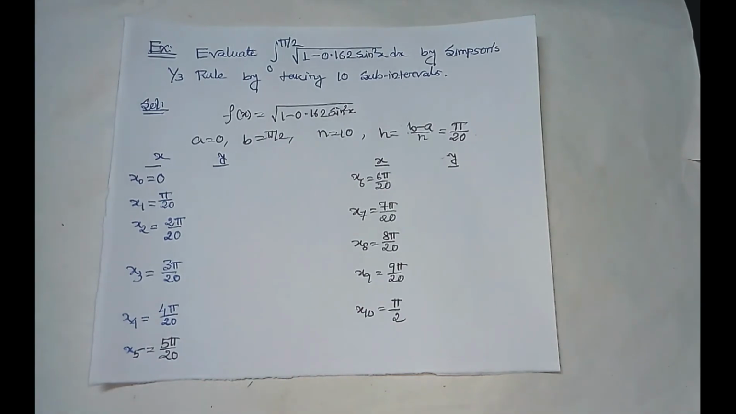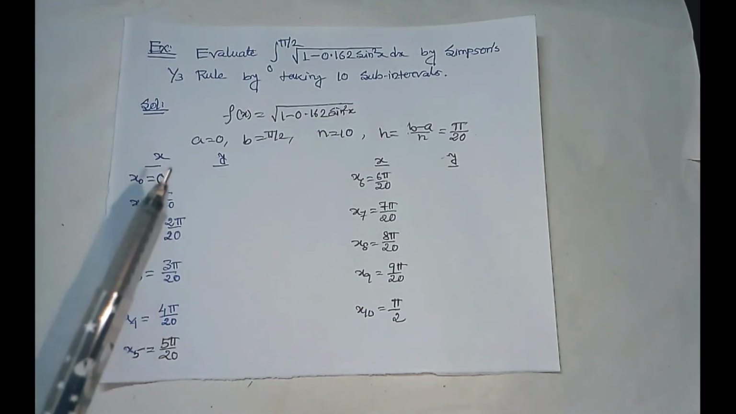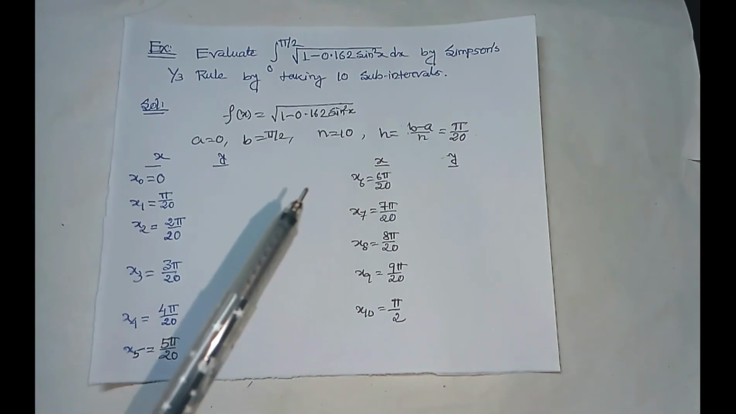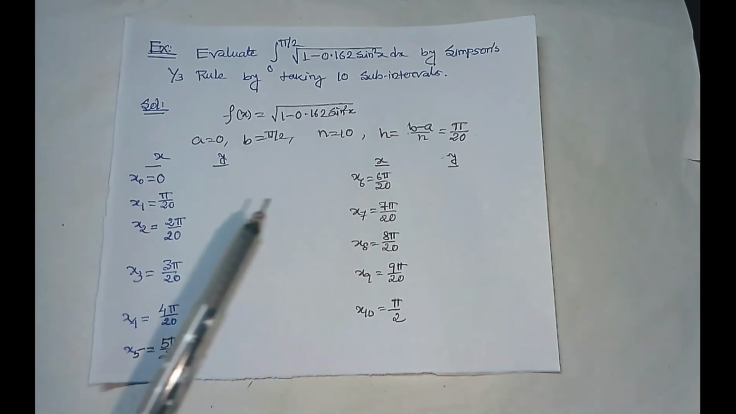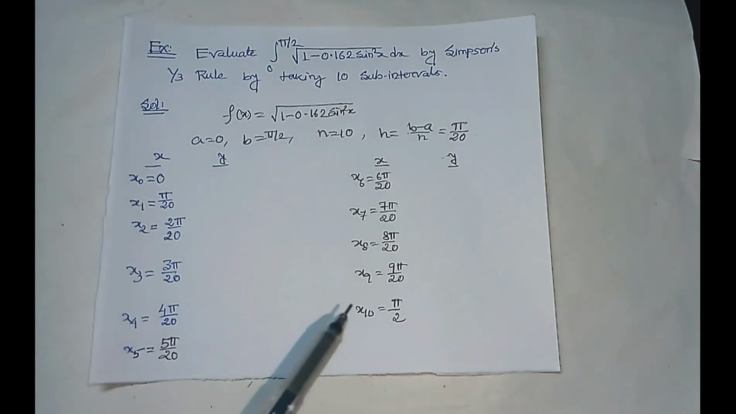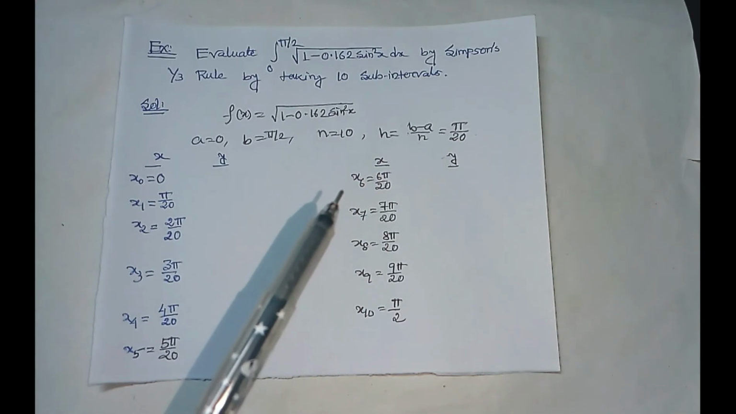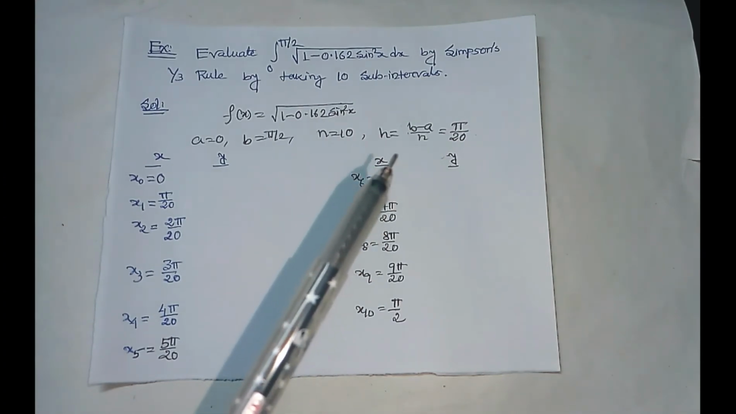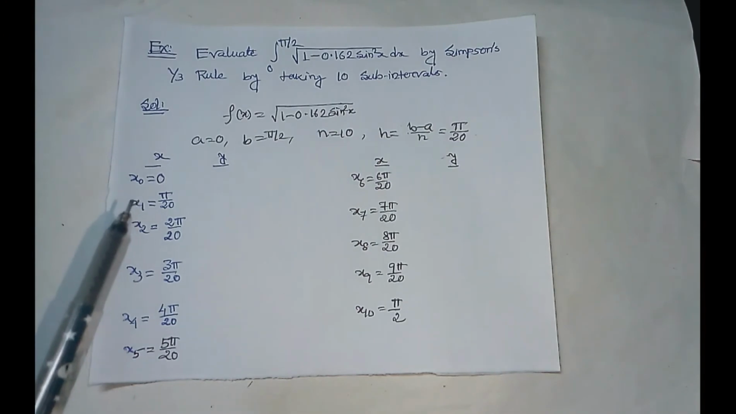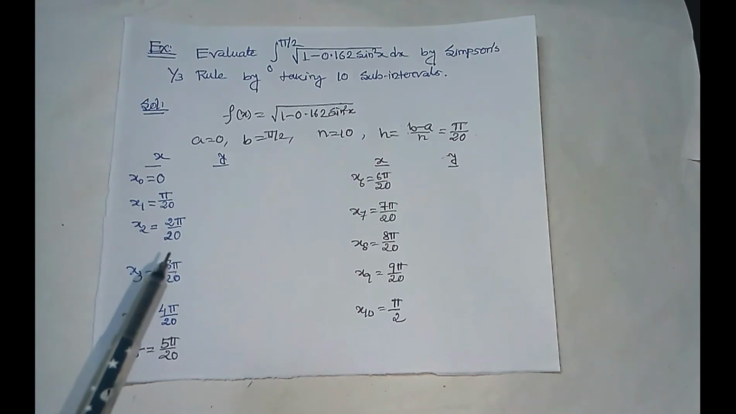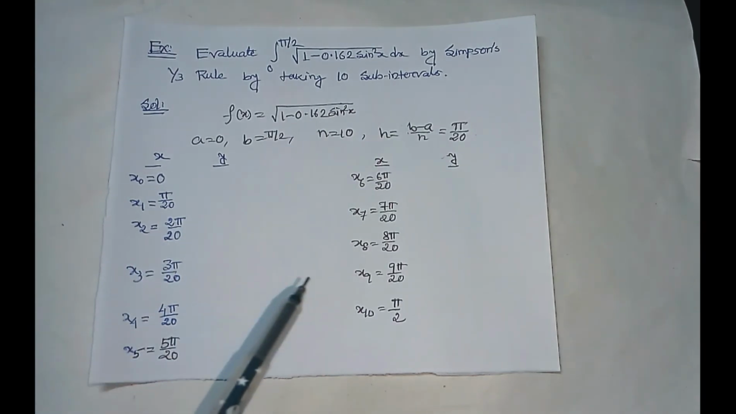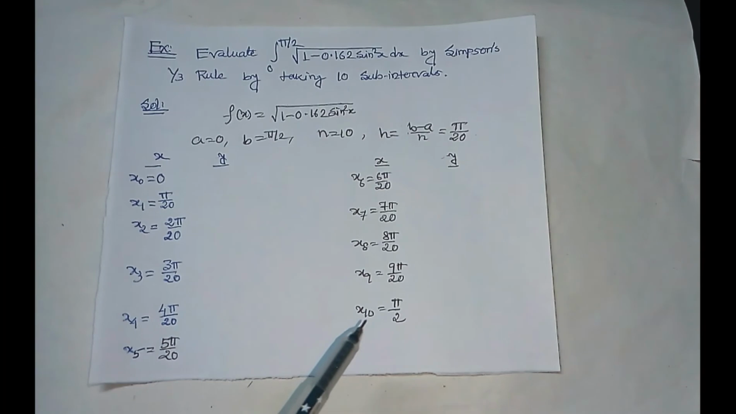To apply composite Simpson's one-third rule, we first break the interval a to b into n number of sub-intervals. In this case, we break the interval into 10 sub-intervals by these 11 points x0 to x10. And we find that the width of each sub-interval h is pi by 20. So x0 equal to 0 and x1 equal to pi by 20, x2 equal to 2 pi by 20, x3 equal to 3 pi by 20. Continuing in this process, we finally find x10 equal to 10 pi by 20, which is pi by 2. So these are the equidistant arguments.